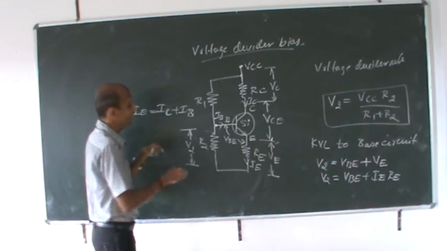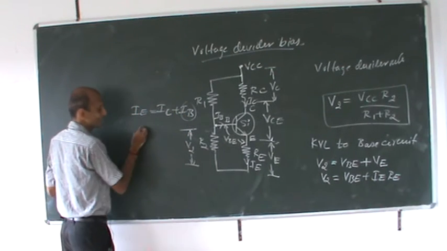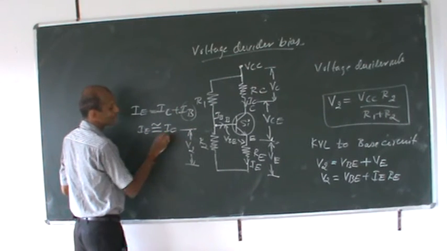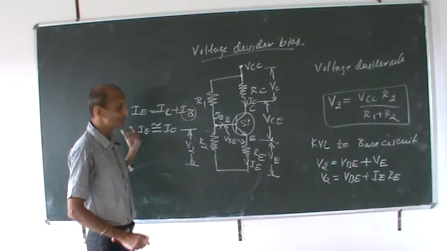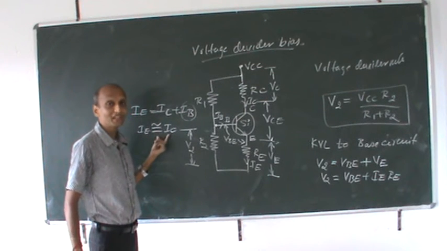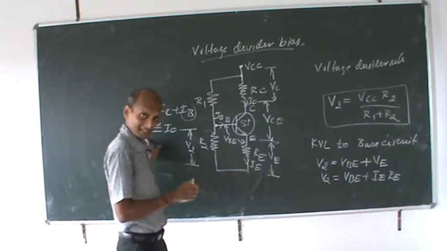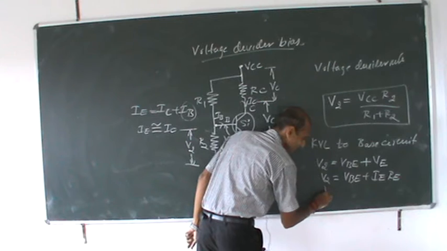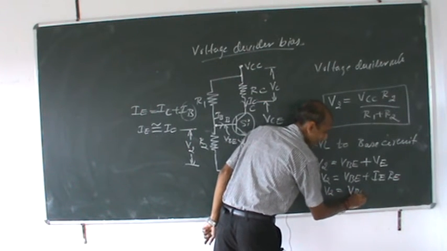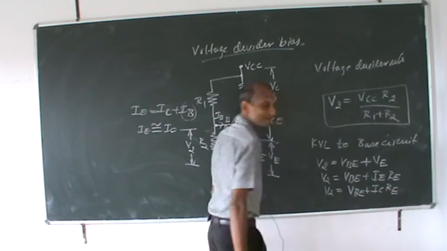As we know, IB will be very small, so I can write IE approximately equal to IC, isn't it? So if I use this here, I can write V2 is equal to VBE plus IC RE.